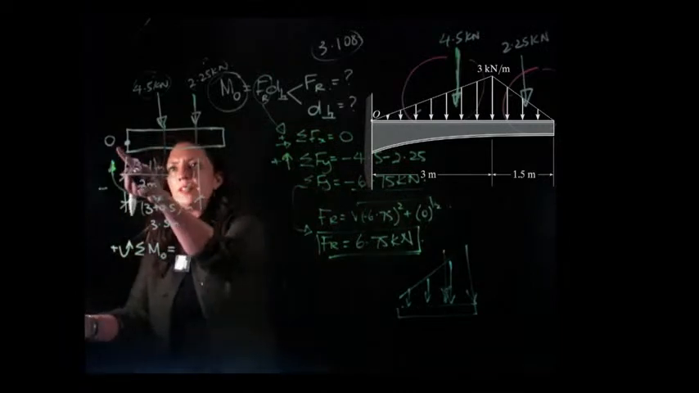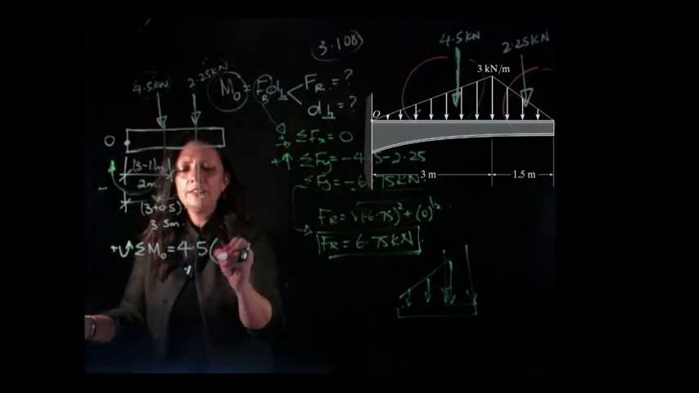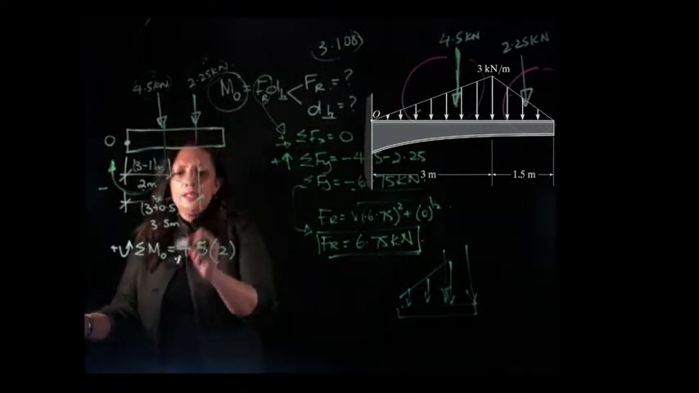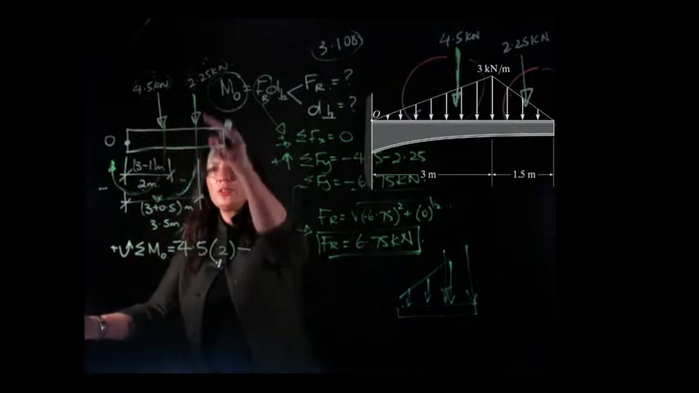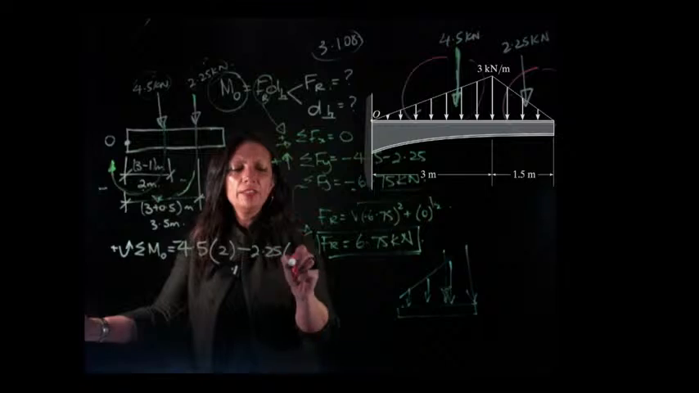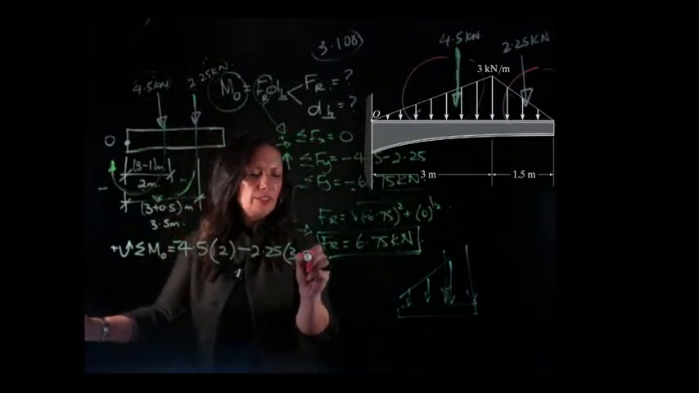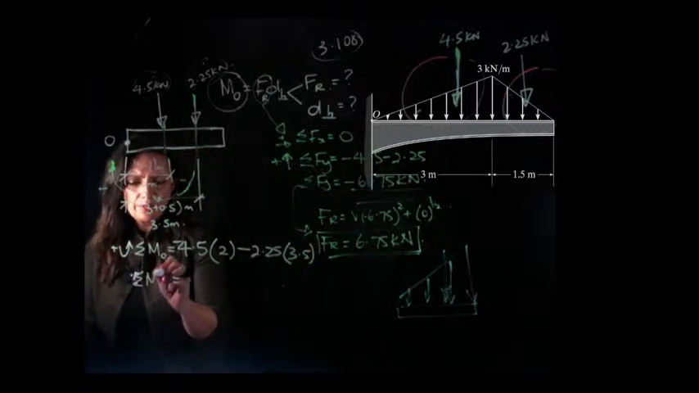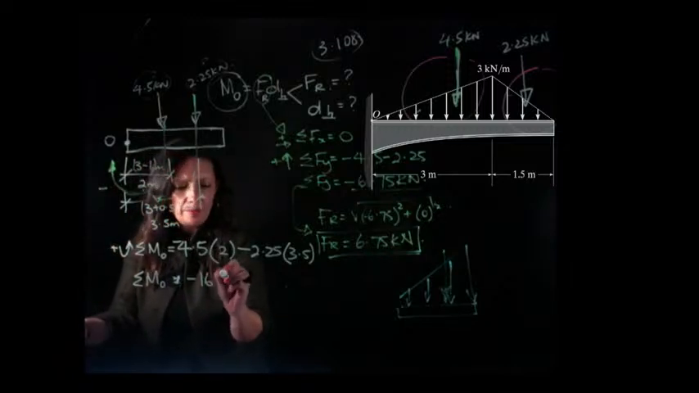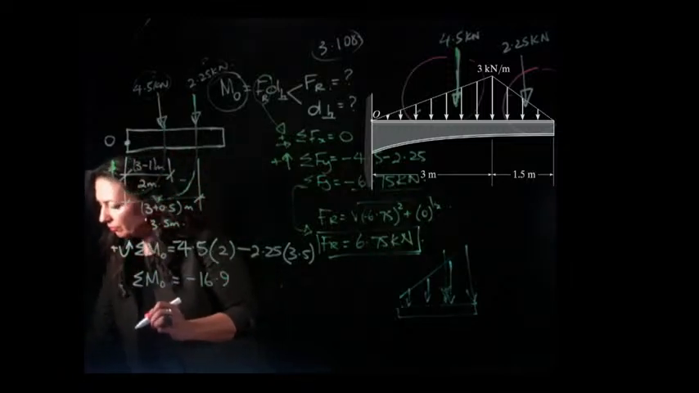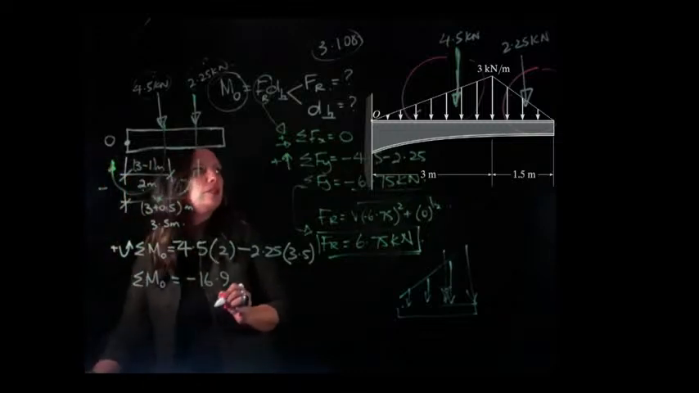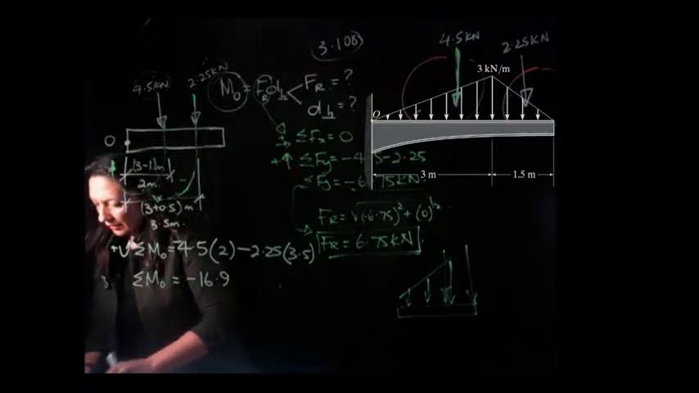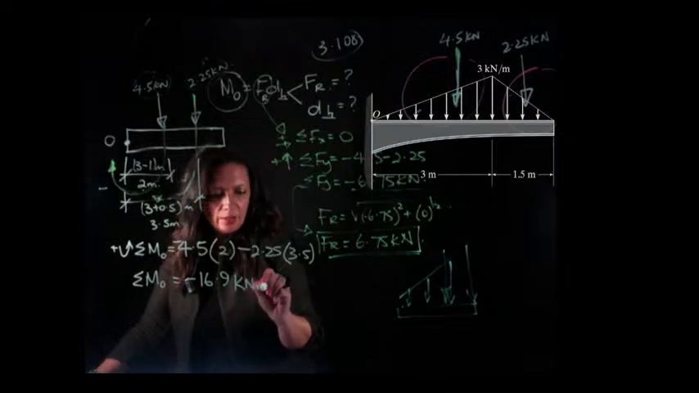So, the sum of the moments around 0, I'm going to have 4.5. My perpendicular distance of that force is 2 metres. It's negative. And then this one's also negative, so I'm going to have 2.25, and my perpendicular distance is 3.5. So if I add all that up, the sum of the moments around 0 is going to be minus 16.9. Are we in kilonewtons or just newtons? Kilonewtons. So it's going to be kilonewton metres.